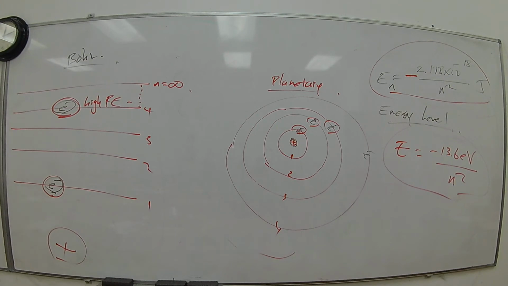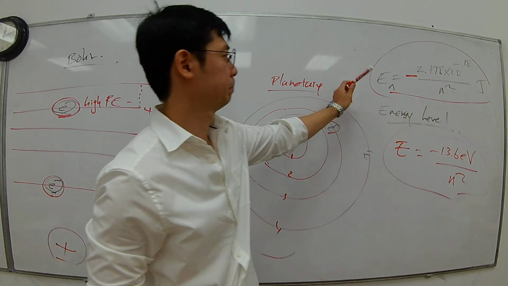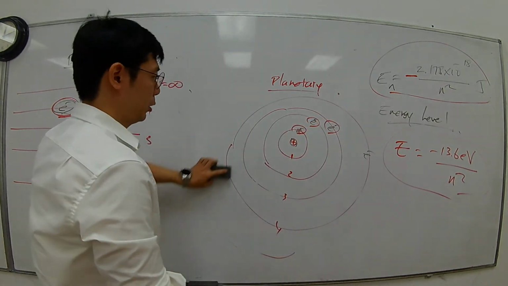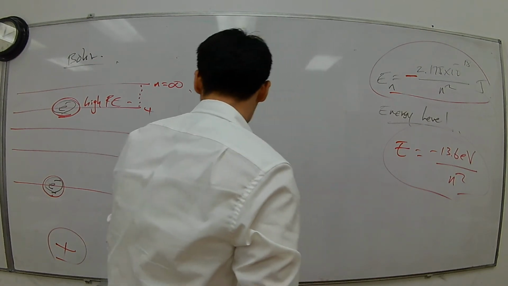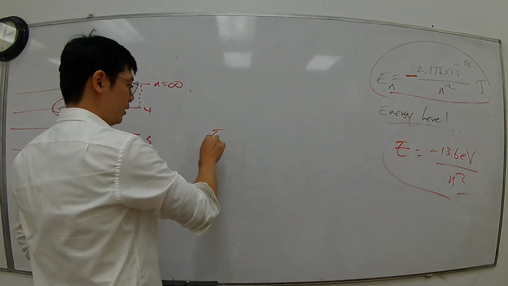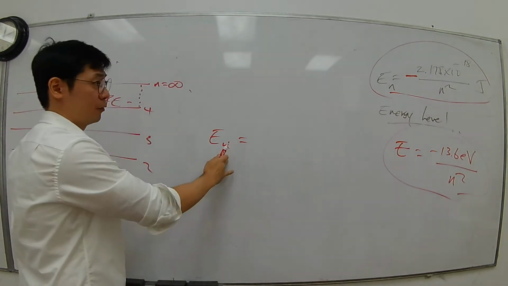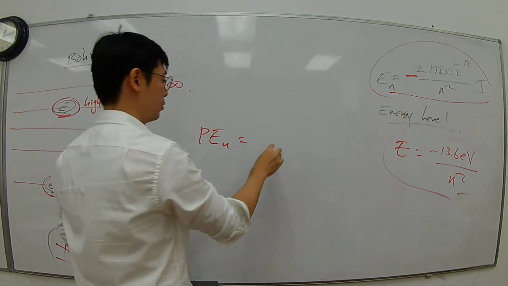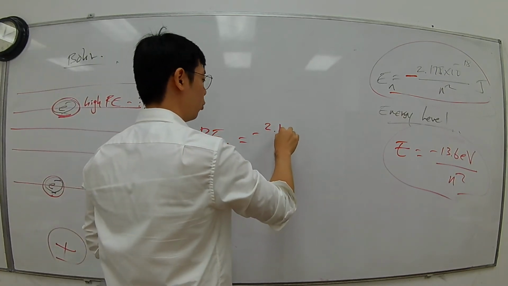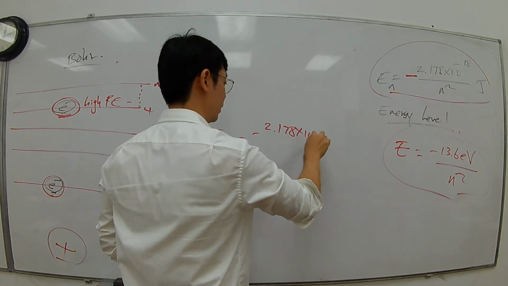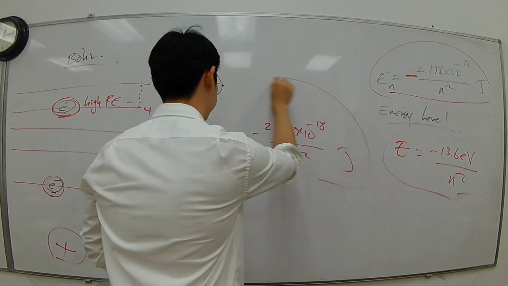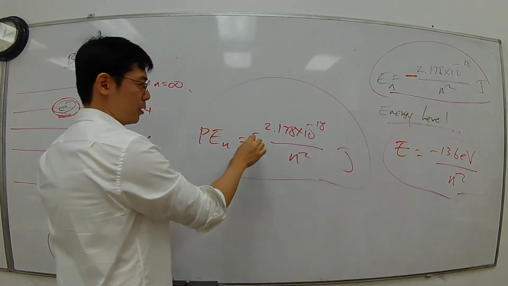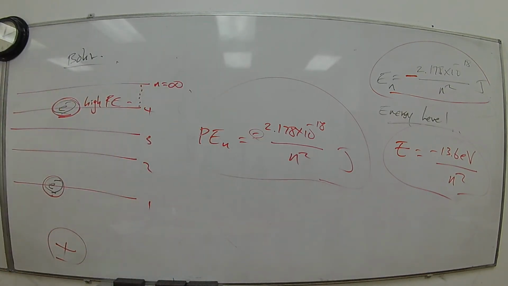You understand, guys? So now look at this equation. Does it make sense? Look at the equation. So based on what he said, E sub n, energy at the nth level, potential energy at the nth level, is equal to negative 2.178 times 10 to the negative 18 divided by n squared joules. Keep in mind there's a minus sign.